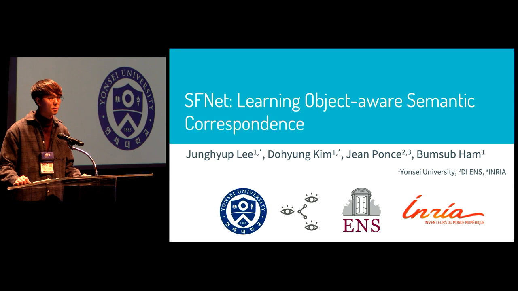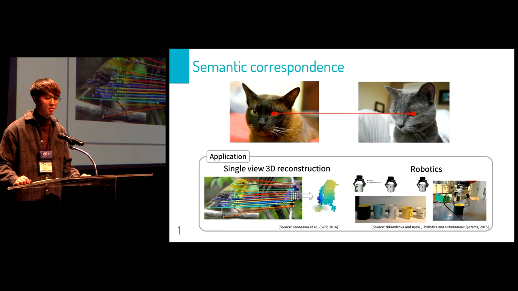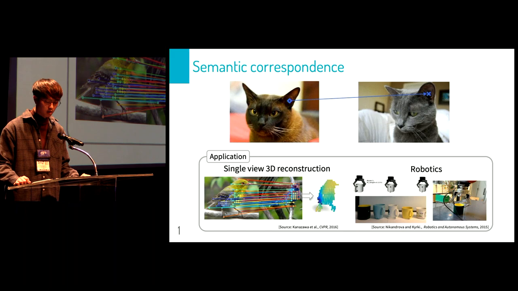What we did is to establish correspondences between images containing different instances of the same category. For example, we aim to find matching points for eyes and nose in cat images. This task is a fundamental part of single view 3D reconstruction and can be applied to object detection.